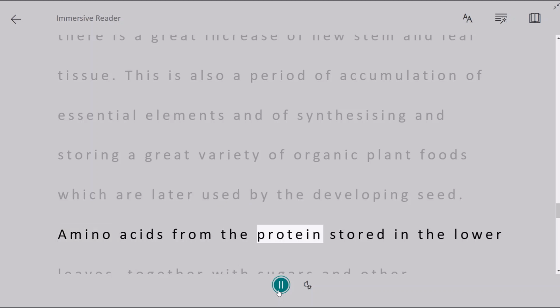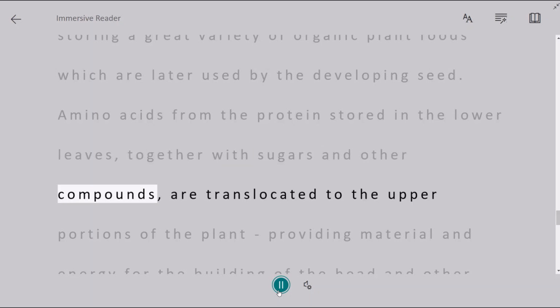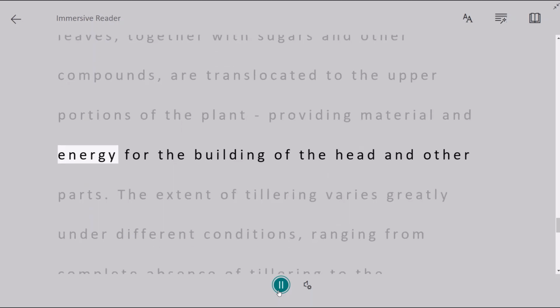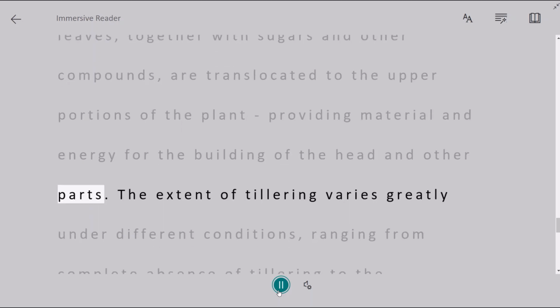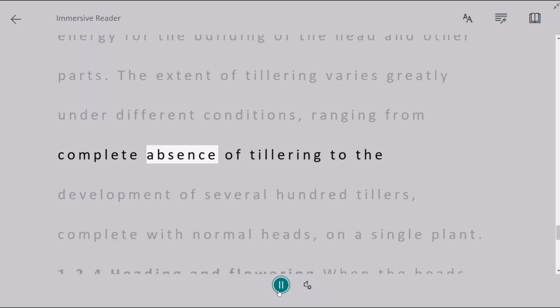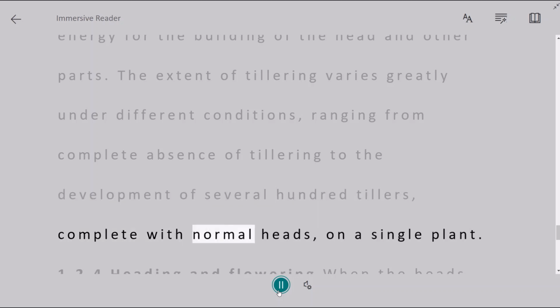Amino acids from the proteins stored in the lower leaves, together with sugars and other compounds, are translocated to the upper portions of the plant, providing material and energy for the building of the head and other parts. The extent of tillering varies greatly under different conditions, ranging from complete absence of tillering to the development of several hundred tillers, complete with normal heads, on a single plant.